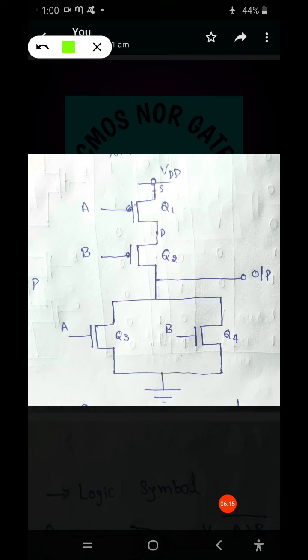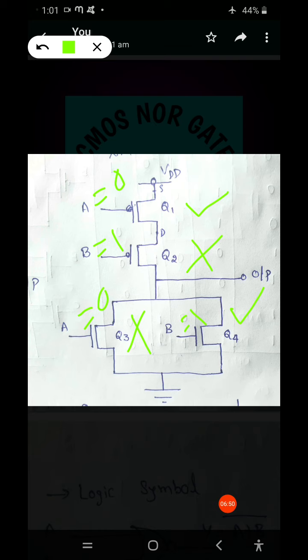Now we apply A equal to 0, B equal to 1. Second condition. Here also A equal to 0, B equal to 1. What will happen now? Whenever we apply A equal to 0, Q1 will be on, Q2 will be off, right? Because of the PMOS transistors. Here Q3 will be off and Q4 will be on because they are NMOS transistors.